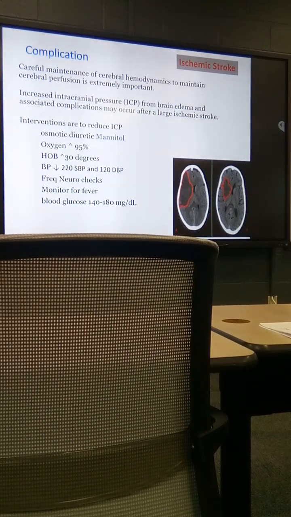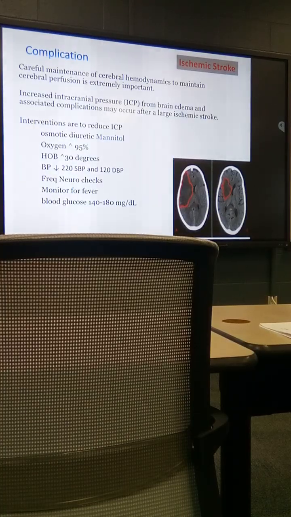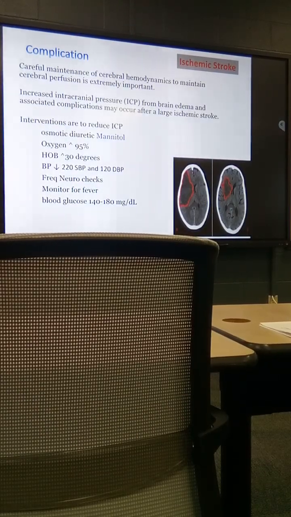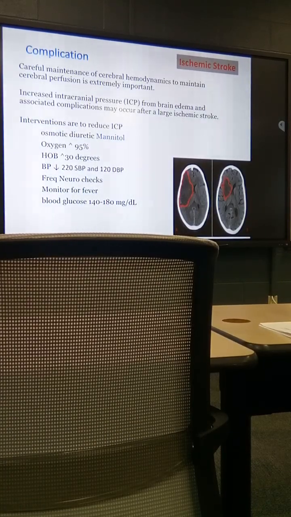So when monitoring for increased intracranial pressure, the symptoms are nice because they're opposite of shock. You're going to have increased blood pressure, but low heart rate and respiratory rate. Interventions to reduce intracranial pressure: mannitol is the drug of choice, because it's an osmotic diuretic. It's going to pull fluid from the brain area and get rid of it. Oxygen, we want to keep oxygen above 95. Head of bed above 30 degrees. Why do we care about the head of bed being elevated?